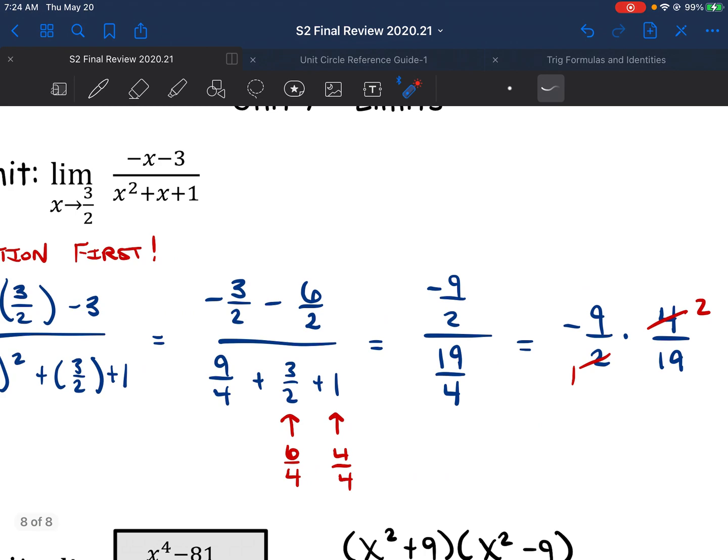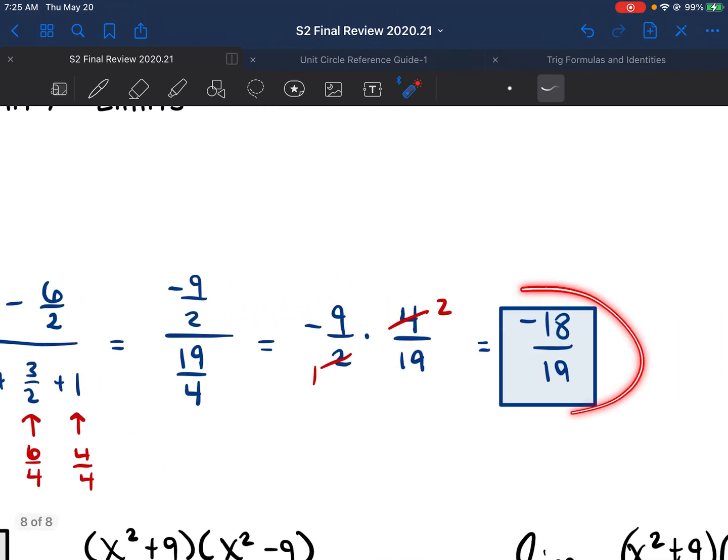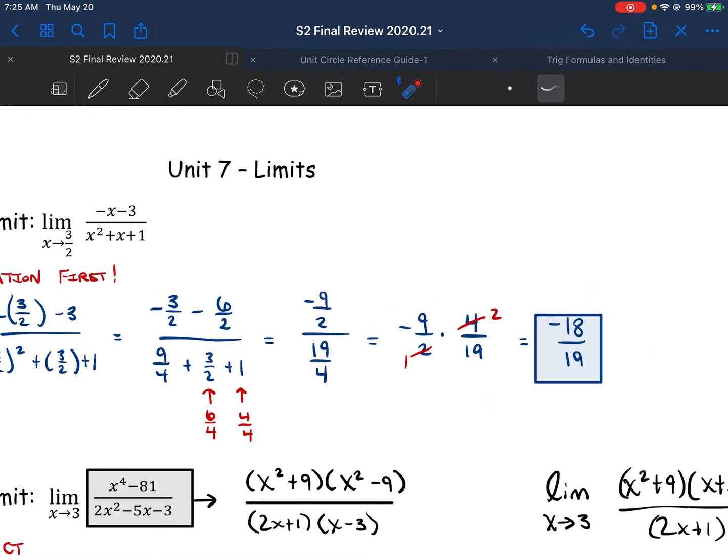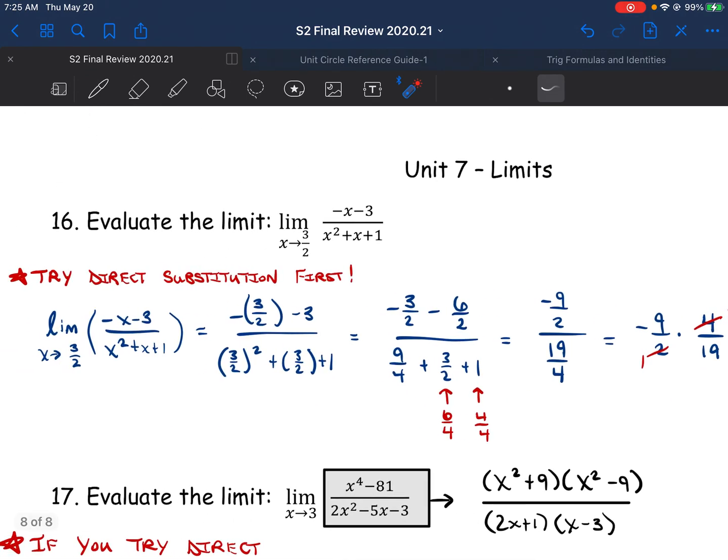Now, simplifying, negative 3/2 minus 6/2 gets us negative 9/2 in the numerator. 9/4 plus 6/4 plus 4/4 gets us 19/4 in the denominator. Now we can do keep, change, flip because we have a fraction over a fraction, so negative 9/2 times 4/19, and this will get you negative 18/19, which is our limit. So again, don't be so quick to dismiss direct substitution. You should be trying it first for a lot of these problems.